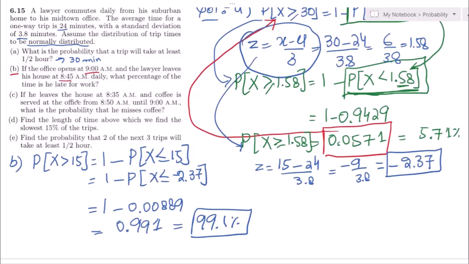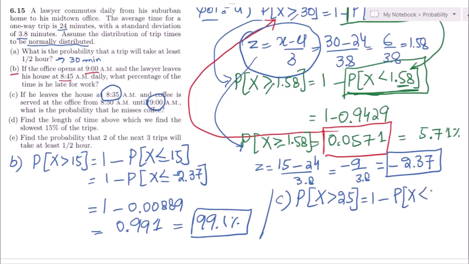In part C, he leaves the office at 8:35 and the coffee is served at the office from 8:50 until 9 a.m. What is the probability that he misses coffee? If he is leaving at 8:35 and the coffee time ends at 9 a.m., then if he reaches after these 25 minutes, he will miss the coffee. So we want to find the probability that his time of reaching the office is greater than 25. Again, it is 1 minus the probability that x is less than 25.